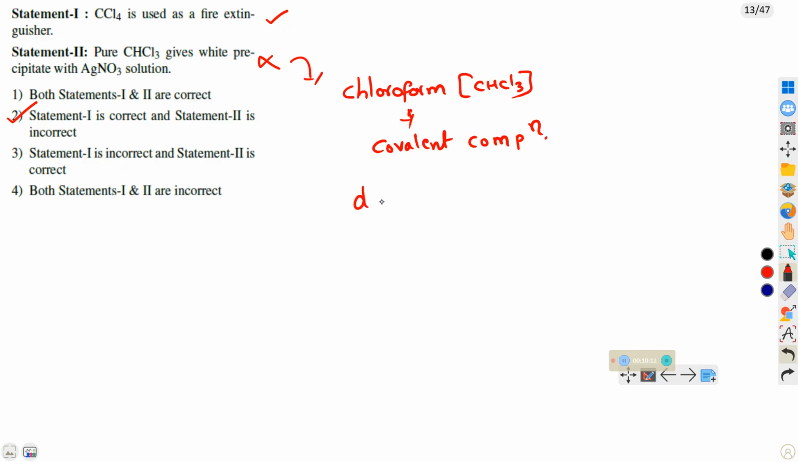So it does not react with AgNO3 solution.